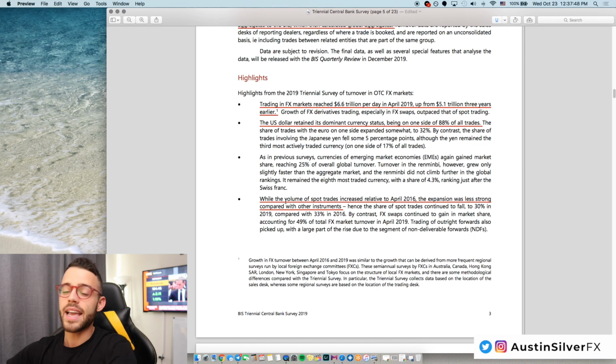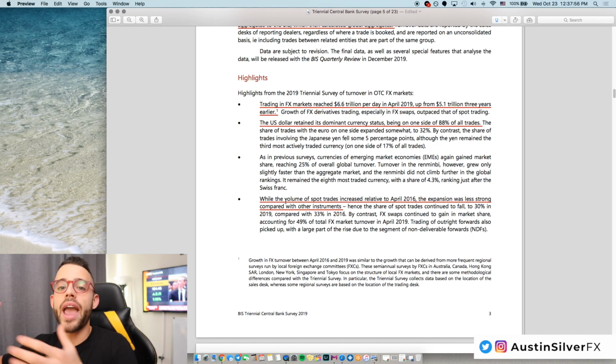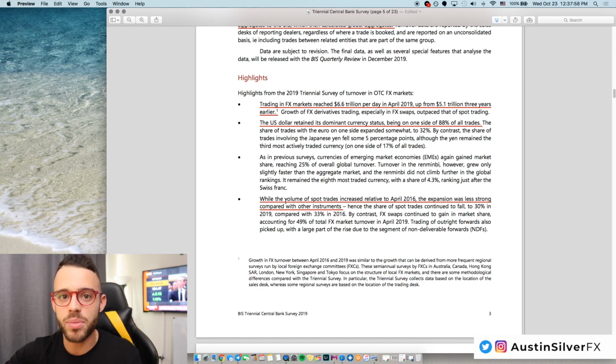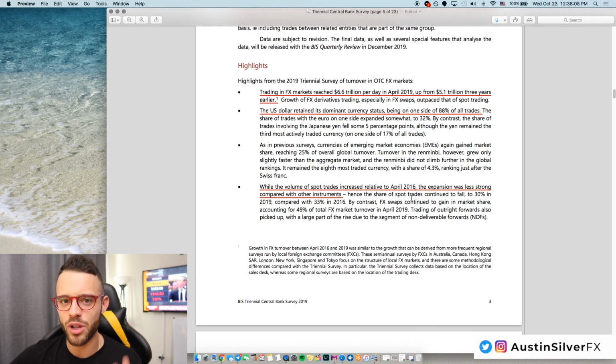What this is saying is that the overall volume of spot traders, you and me, has increased, but its expansion was not as big as it was compared to FX swaps and options. We had a huge gain there since 2016. And you're going to notice the year 2016 referenced a lot here, and that's because, like I told you, this survey only comes out every 3 years.